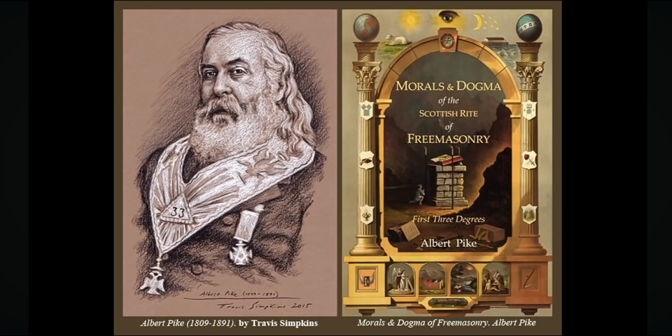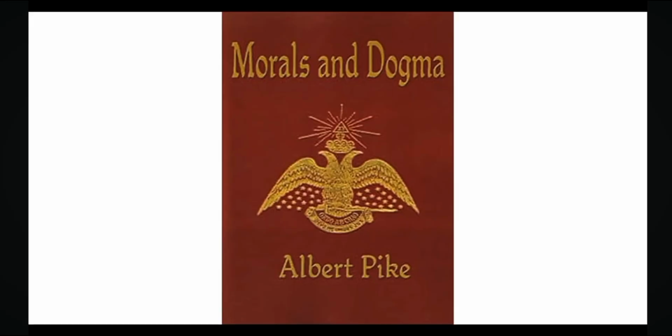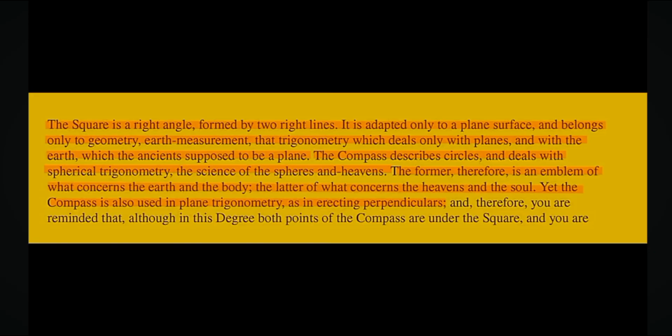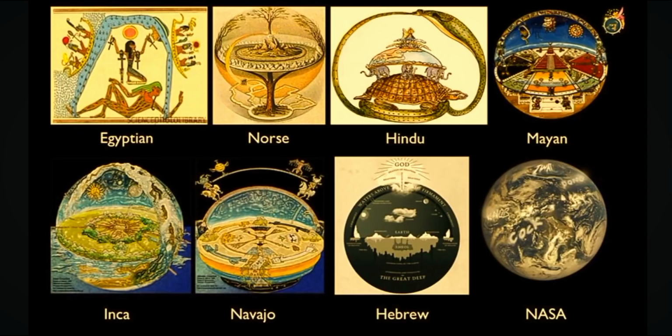32nd degree Freemasons are finally given a copy of Albert Pike's Morals and Dogma, in which the secret of their logo is finally revealed to the Master Mason. The square is a right angle formed by two right lines. It is adapted only to a plane surface and belongs only to geometry, earth measurement, that trigonometry which deals only with planes, and with the earth, which the ancients supposed to be a plane.